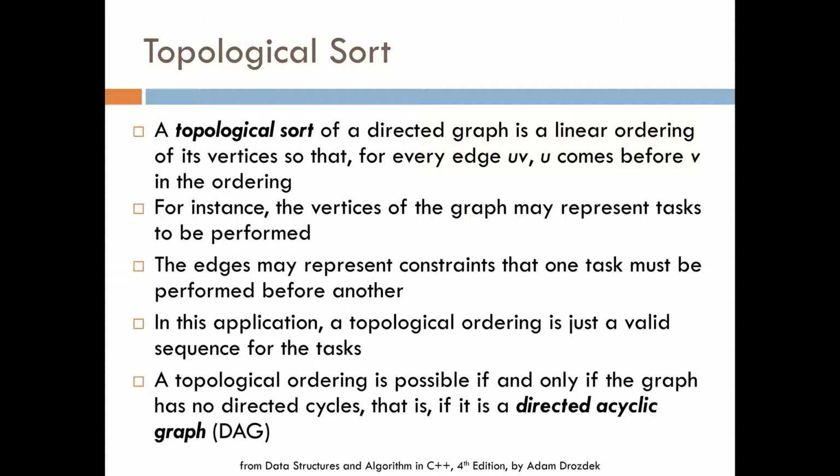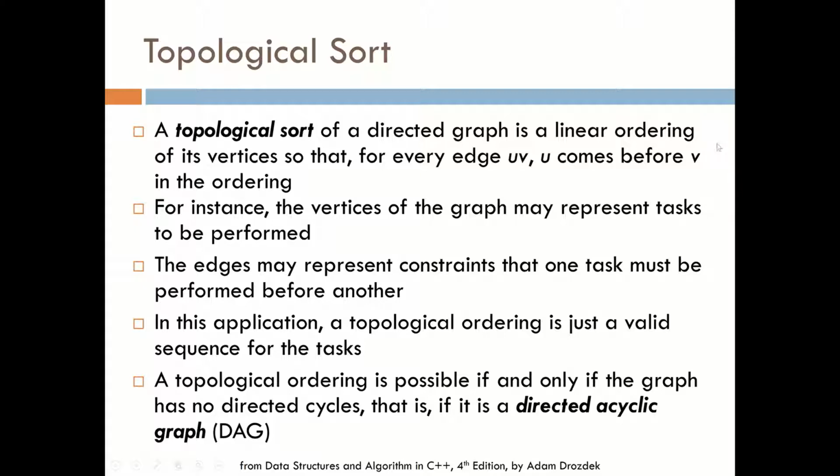And so in such an application, for instance, for scheduling jobs and tasks, the topological ordering then is just a valid sequence for the tasks. And there may be multiple valid sequences, as I'll point out in the example that we give. For instance, if two tasks are unrelated, there's not an edge between them, and they can both be performed at a particular point in time, it's fine to take either task and execute it.